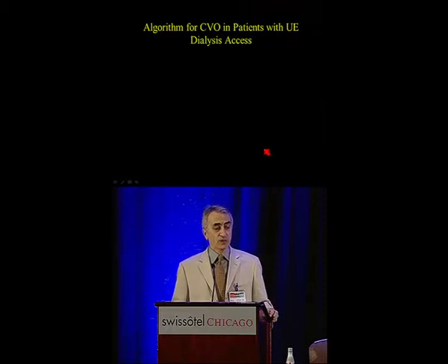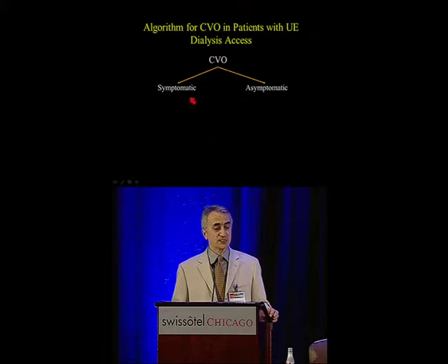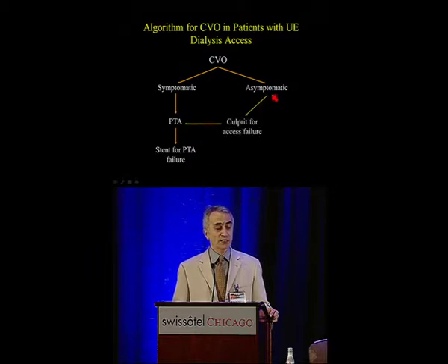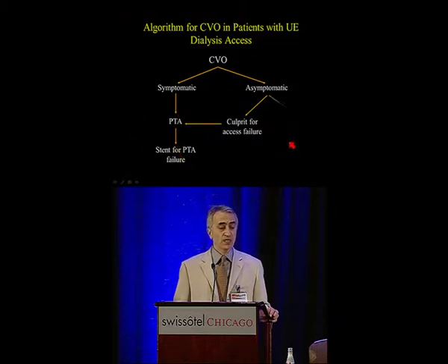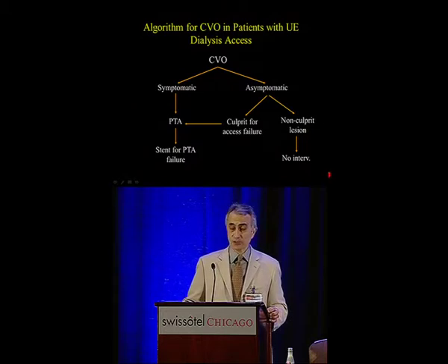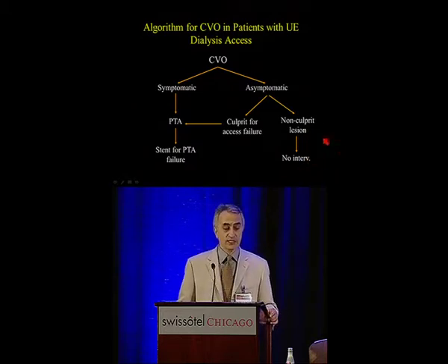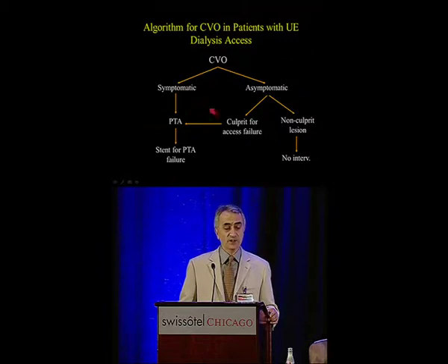The algorithm for central venous occlusions that we follow in dialysis access patients: if they're symptomatic, they get angioplasty, stent for angioplasty failures. If they're asymptomatic and the stenosis is thought to be the culprit for access failure, they get angioplasty. If that fails, they get a stent. If they're asymptomatic, really we don't touch them. And the reason for that is that the natural history of intervention in asymptomatic patients is actually poorer than if you just leave them alone.